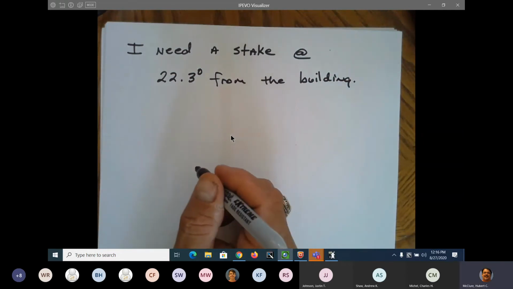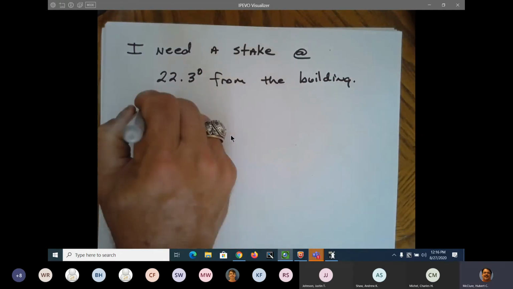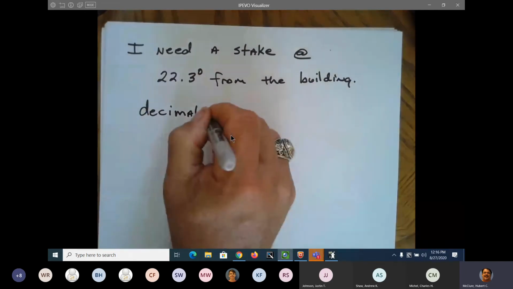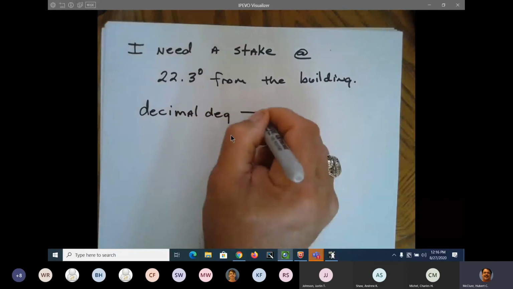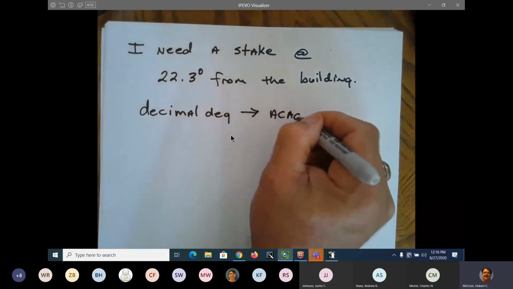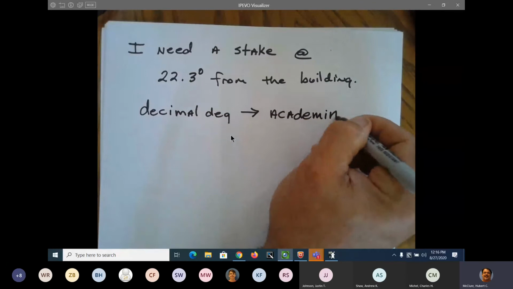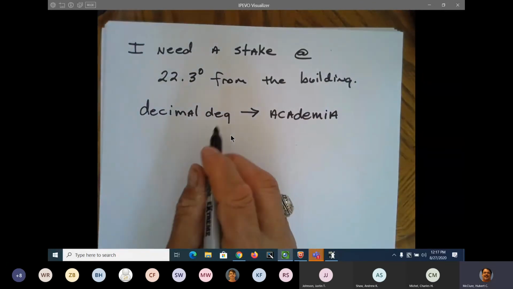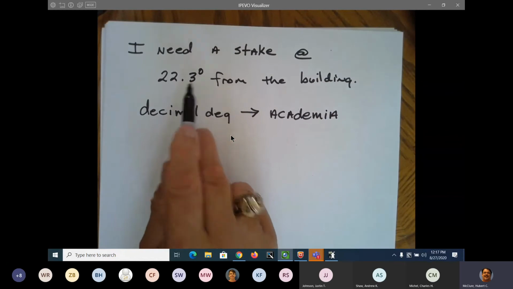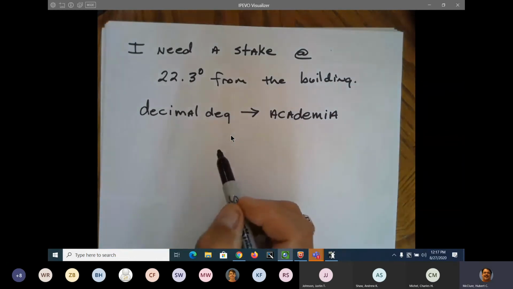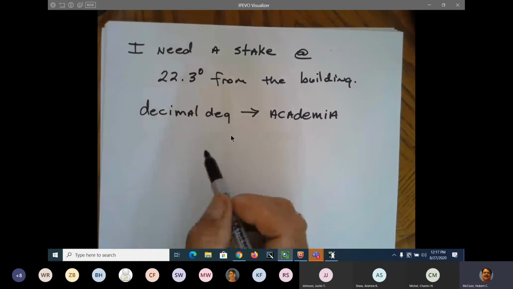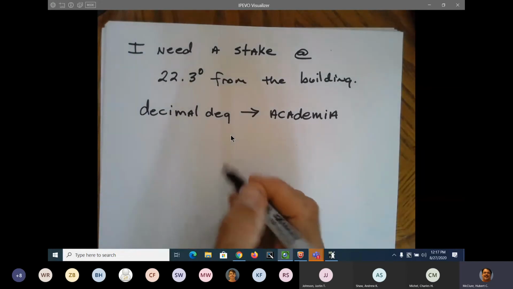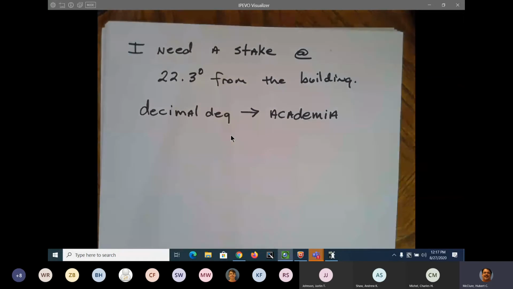Okay? Decimal degrees, and I'm going to tell you this, and you can prove me wrong, decimal degrees is only in academia. You will not walk up to a construction manager and say, we need to turn a 22.3 degree angle. You don't do decimal degrees in the real world. So I'm going to go ahead and tell you that decimal degrees do not work in the real world.